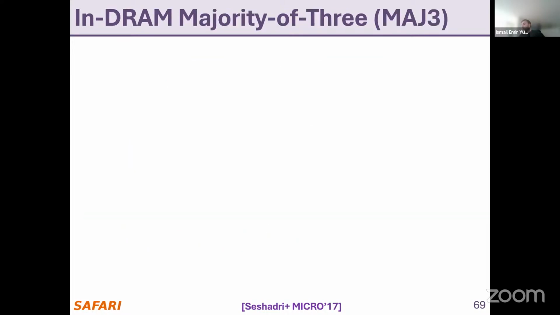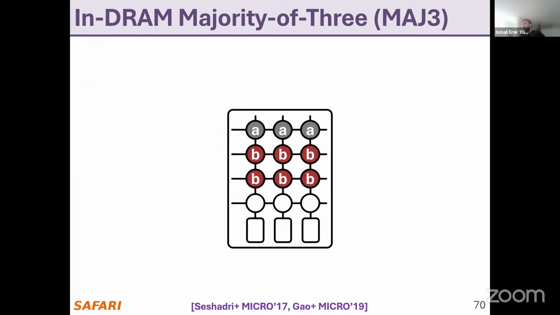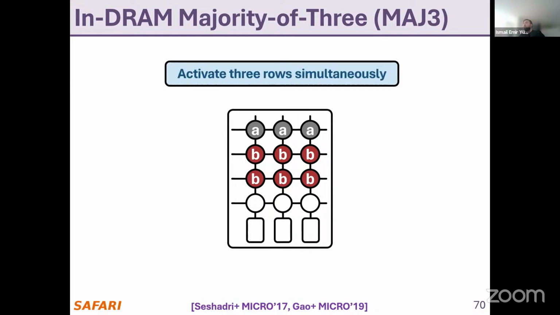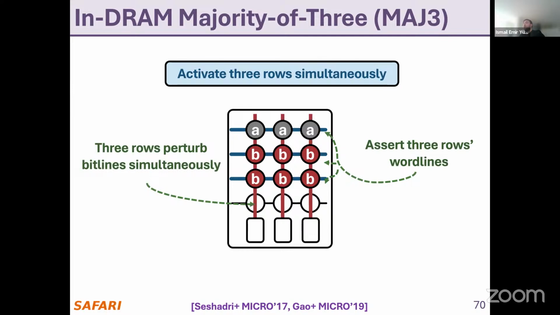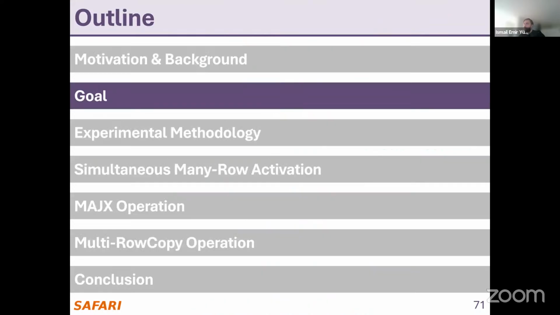And you already know MAJ3, but let me give you a recap. Here, we perform MAJ3 by activating three rows simultaneously. We first assert the three rows' word lines, and then these three rows perturb the bit lines simultaneously. And the sense amplifiers sample the output of the majority. Basically, here we have A, B, and B. The result of MAJ3 is B.